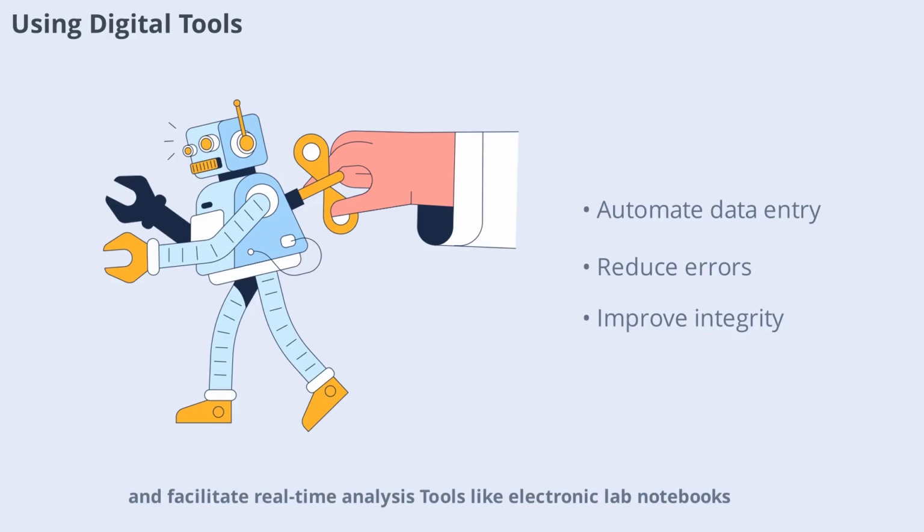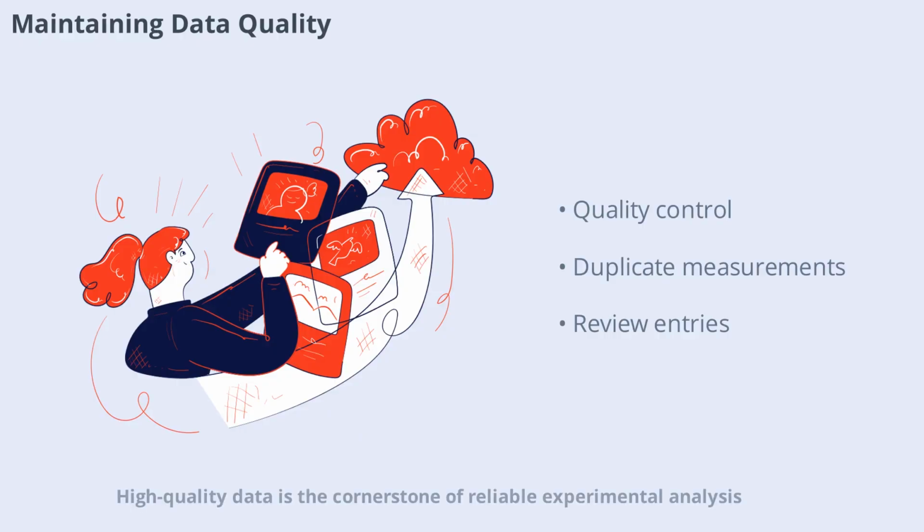Tools like electronic lab notebooks, data loggers, and specialized apps help streamline the process and improve data integrity. Choose digital solutions that fit your workflow and ensure data security. High-quality data is the cornerstone of reliable experimental analysis.